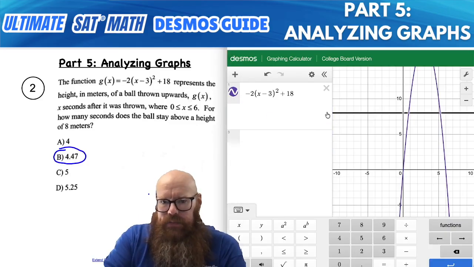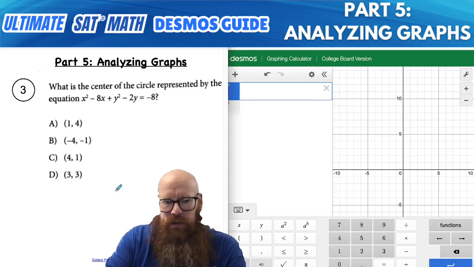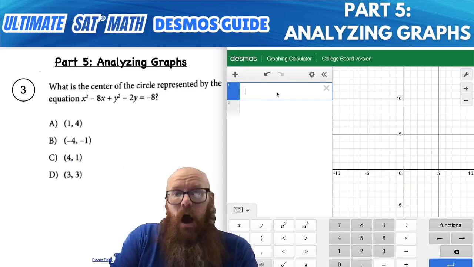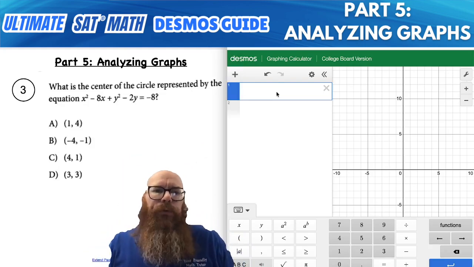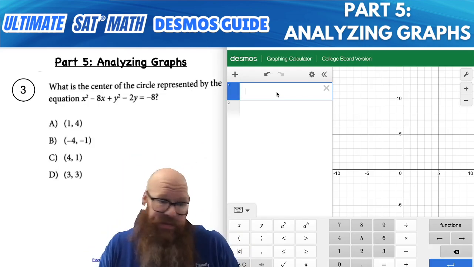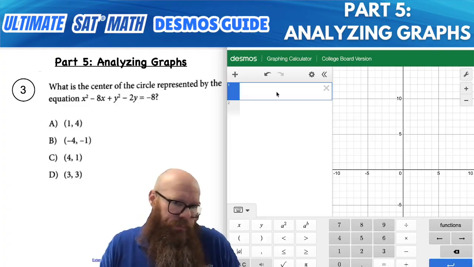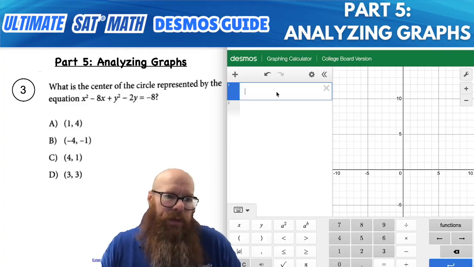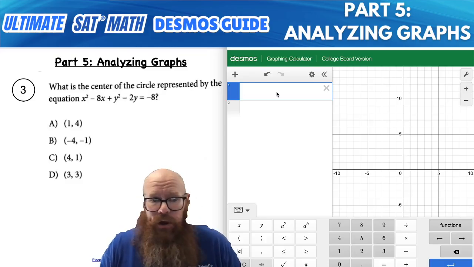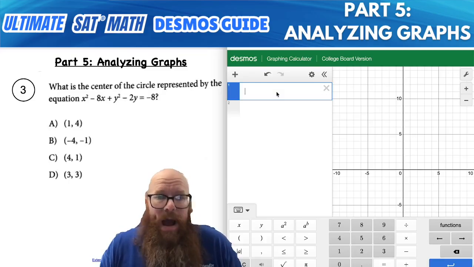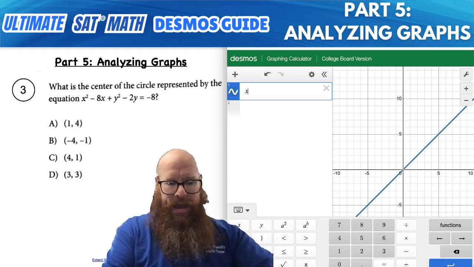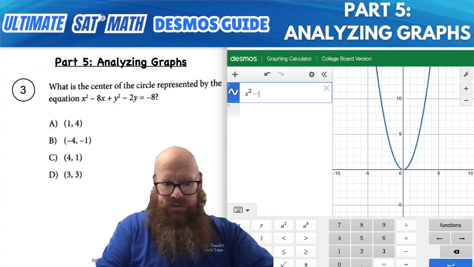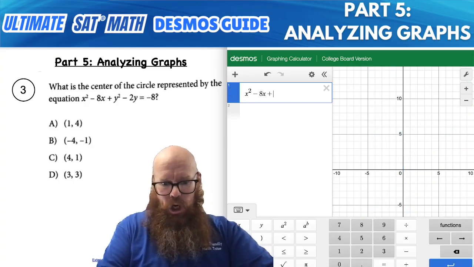All right, let's move on to the next analyzing graphs problem. All right, so here's a cool one. There are some things you can do with circles. You should absolutely know how to rearrange this and find the center of the circle, and if you get good at that, you could probably do this in your head. But I'm going to save that for another day. I want you to know how to graph circles in Desmos, and not really how to graph them, obviously Desmos is doing it for you. I mean how to interpret the graphs.